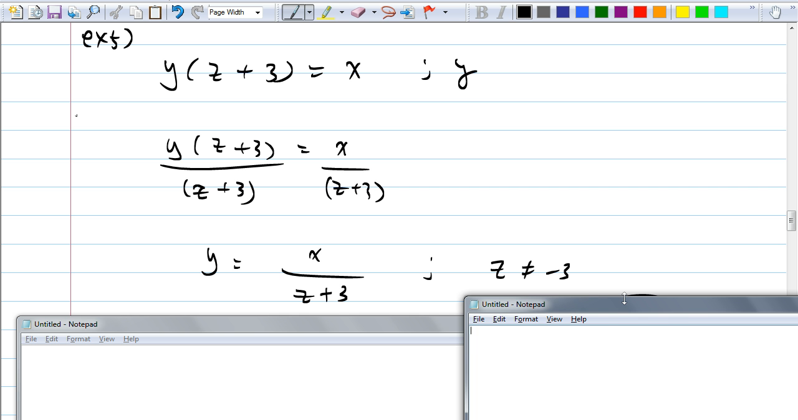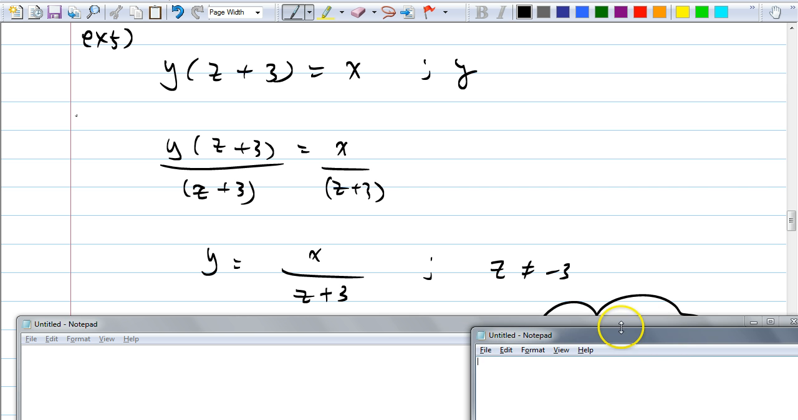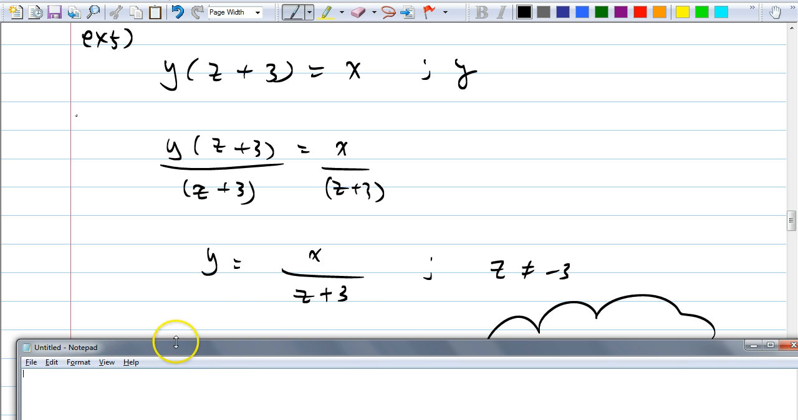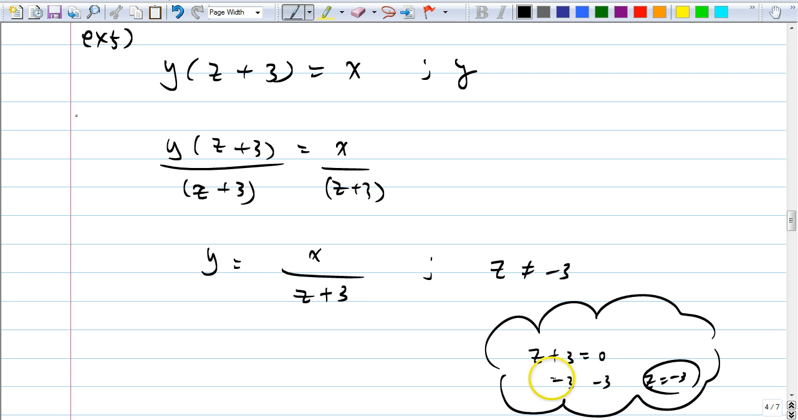Now, some of you ask, how do we get that? You can think of it this way. This is what I'm thinking in my head. When will z plus 3 be 0? Of course, you can solve for z by subtracting 3 from both sides, or adding -3 to both sides. And as you can see, when z is equal to -3, doesn't this whole thing become 0? Isn't this what you're doing in your head? So you could write this out if you like. And here's my answer.